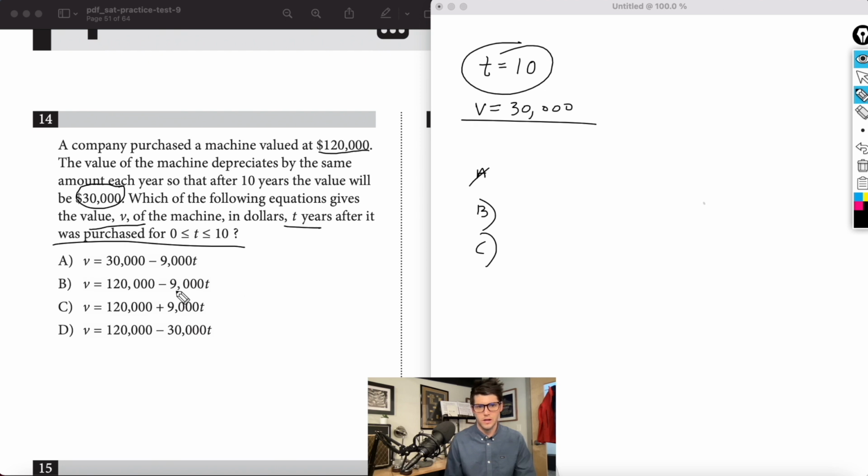I didn't do that work out because you could do it with a calculator, but just for the sake of going through this here, if you pick 10 for t, answer choice C is adding 90,000. Of course, just adding anything to 120,000 is not going to get us back to this 30,000. So C is out. D, at least we're subtracting, but if we're subtracting 300,000, which is going to get us a negative value. When t is 10, 30,000 times 10 is 300,000, so that's out. That's why it's answer choice B.